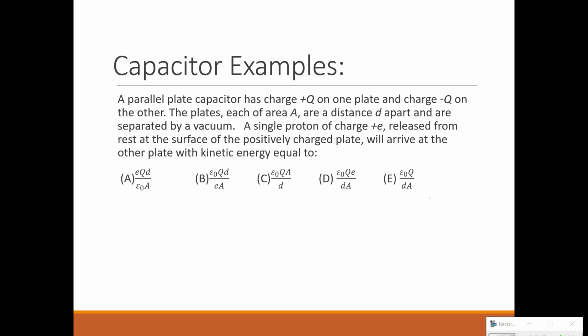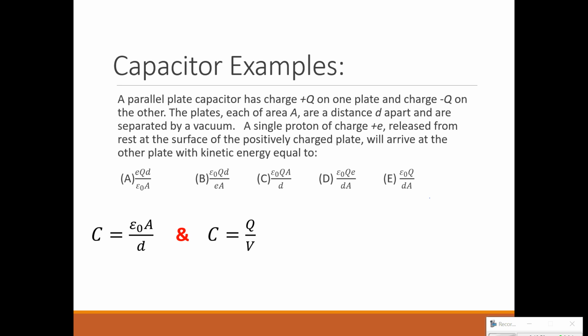In this next example, you have a parallel plate capacitor with a charge of plus Q on one plate and negative Q on the other plate. So it has charge Q there. The plates each have an area A and are distance D apart. So these are parallel plates. You have D and A given, so you can relate this geometrically and by its dimensions. They give a single proton, which has a charge of plus E. It's released from the positively charged plate, and it arrives at the other plate with a certain amount of kinetic energy. So we have to somehow take this energy out of our capacitor and get it into our values based on the dimensions.